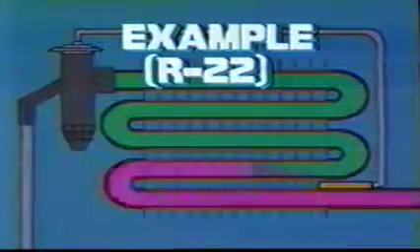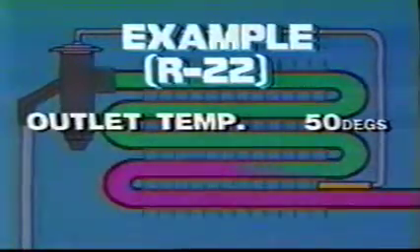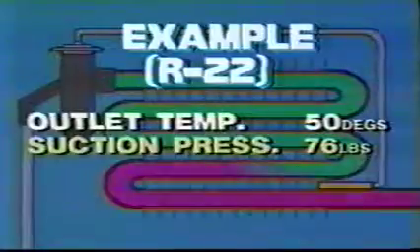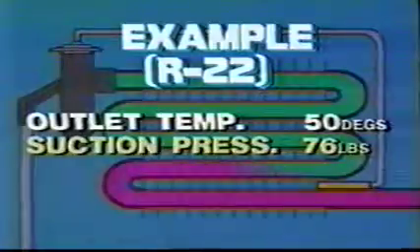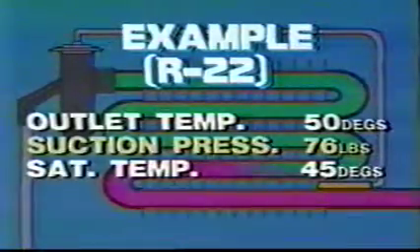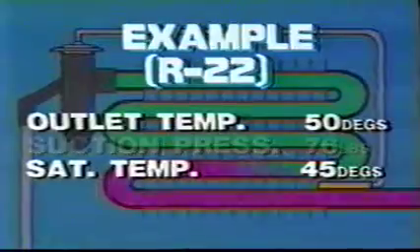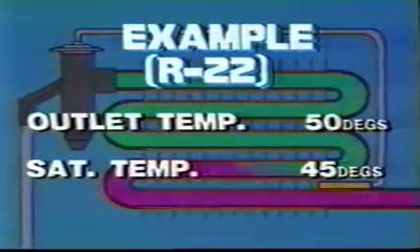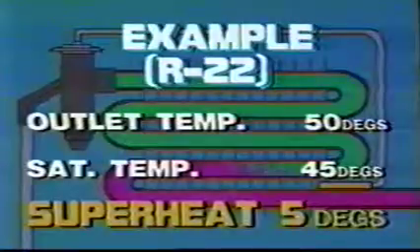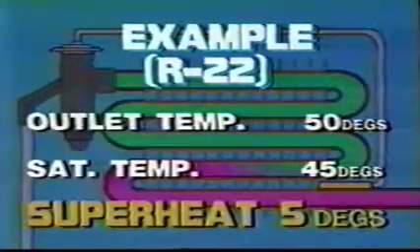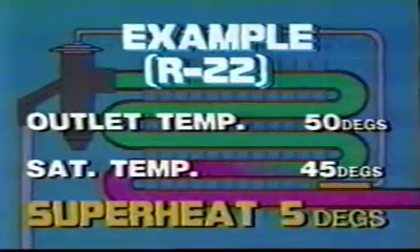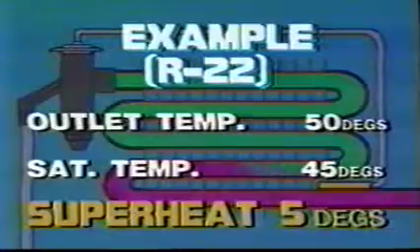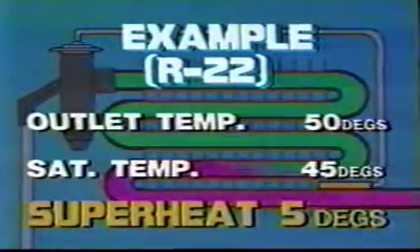To determine the superheat at the outlet, we must know two values: the temperature of the gas at the evaporator outlet and the suction pressure at the evaporator. That suction pressure will tell us the saturation temperature of the refrigerant. The difference between these two numbers is the superheat level. The great advantage of the thermostatic expansion valve is that it will measure the two things we need to determine superheat level, and then adjust flow to maintain the desired superheat.